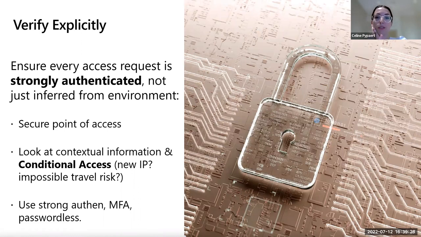But yeah, there are three key pillars with Zero Trust, and the first is to verify explicitly. So again, it means you want to ensure that every access request is strongly authenticated and not inferred. You don't want to have the inferred trust of, oh yeah, it should be fine, right? You want security at the point of access, looking at the contextual information and conditional access. Is this a new IP address? Is this an impossible travel risk? Is Denise suddenly logging in from California when they're in another country, and that's never been seen before, and the time doesn't make sense? You want to look at device risk-based conditional access as well.